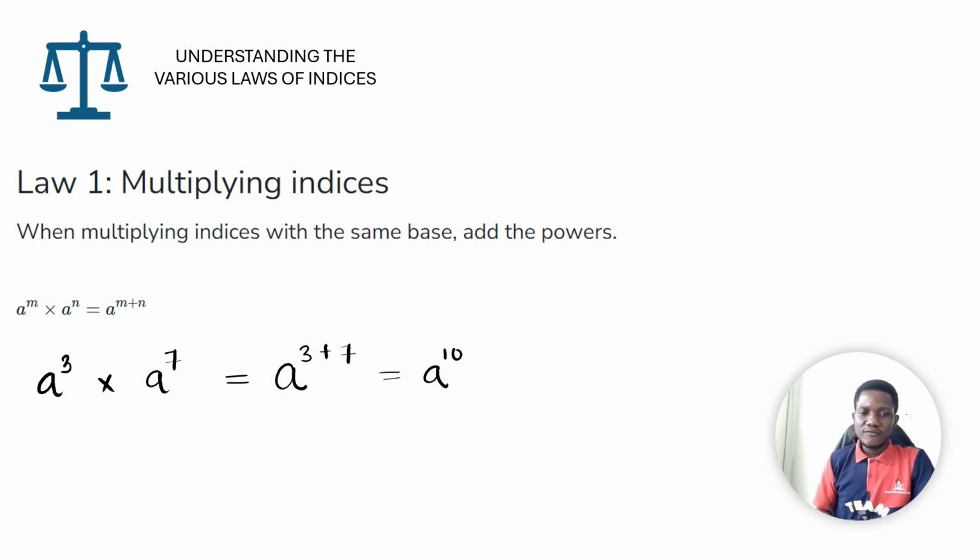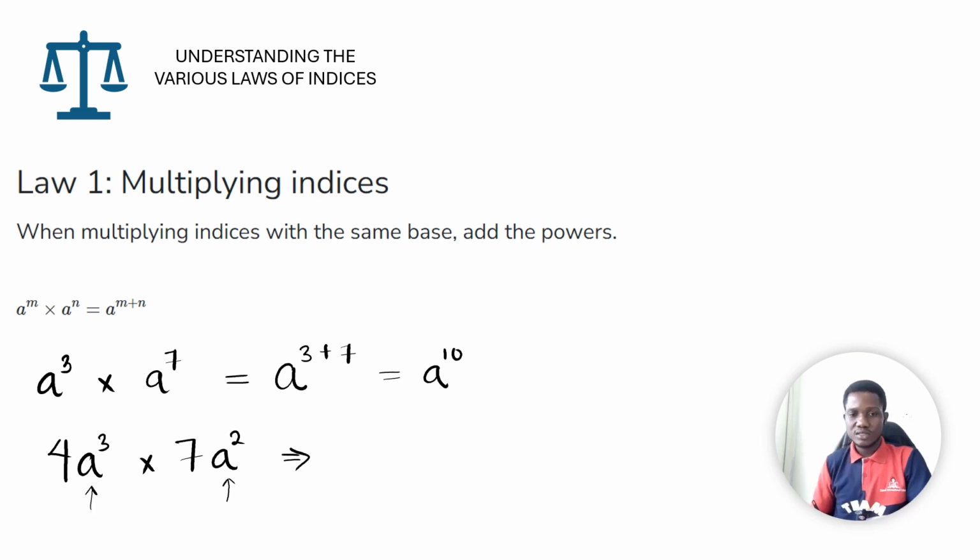What happens if you have a coefficient attached to your base number? An example of that is 4a to the power of 3 multiplied by 7a to the power of 2. What do you do in this case? Simple. Let's focus on the base numbers and their respective indices first, and once we are done, we'll work around the coefficient.